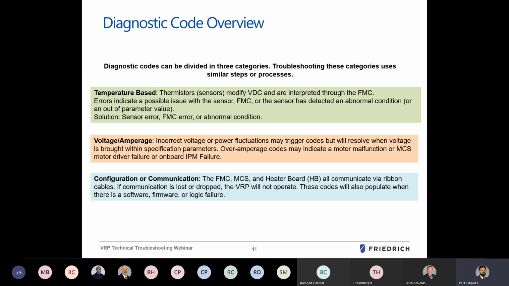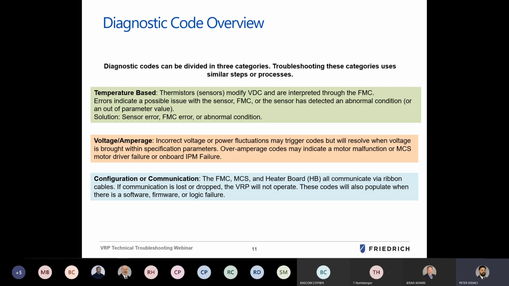So temperature based, we're talking about sensors. So we know that sensors modify the DC voltage and are interpreted through the FMC. So the errors indicate a possible issue with the sensor or the FMC, or the sensor has determined an abnormal condition, or that the condition that it's sensing is out of the parameter value. In other words, if a sensor is sensing that the room temperature is negative 282 degrees, that's obviously an abnormal condition and it can't be possible. So at that point, we want to rule out the sensor, and then we want to take a look at the FMC to see if there is a voltage problem there.